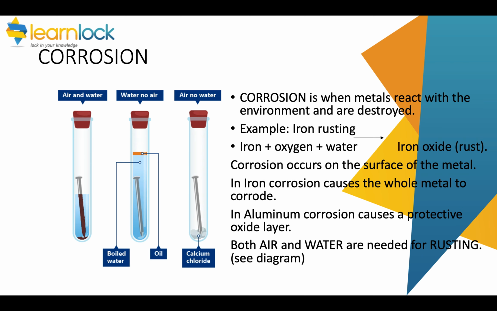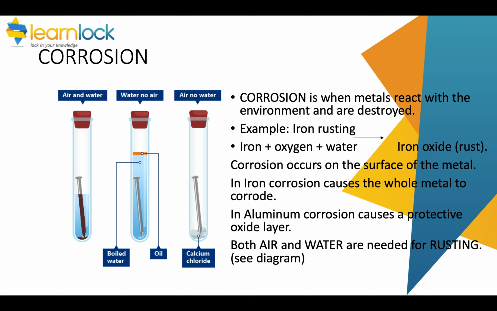Corrosion, that's when a metal reacts with the environment and it is destroyed. An example is iron rusting. So not every metal rusts, only iron rusts, but lots of metals corrode. When iron and oxygen and water combine, they form iron oxide, which is rust.